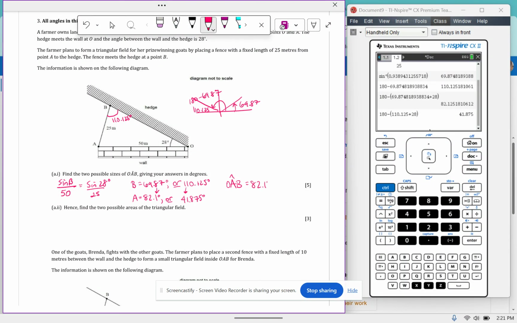I've got 41.875 degrees. So angle OAB could be 82.1 or 41.9 degrees. Okay, those are the two possibilities for that.